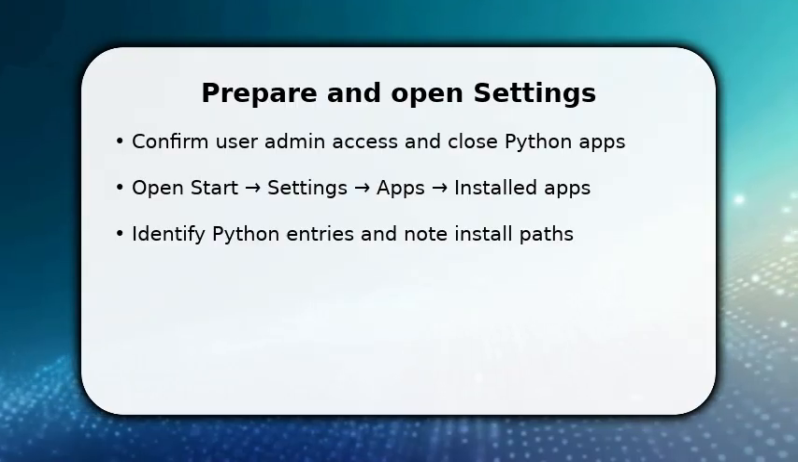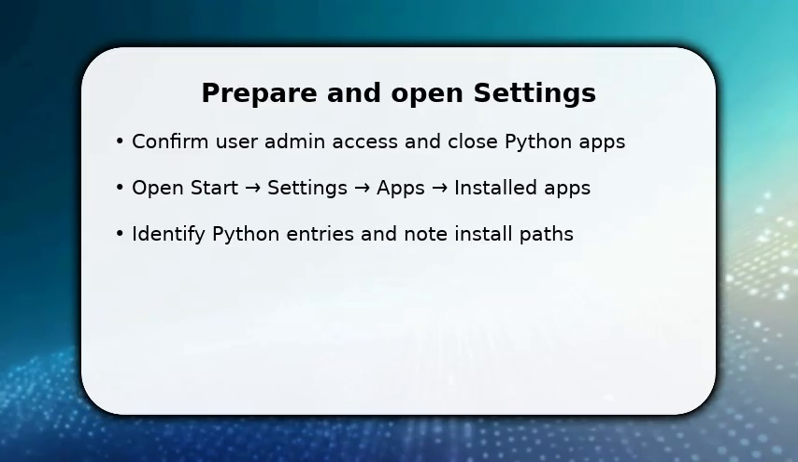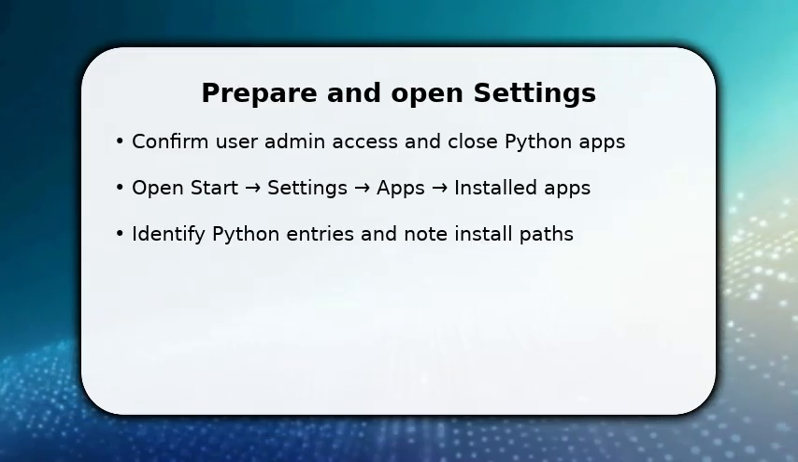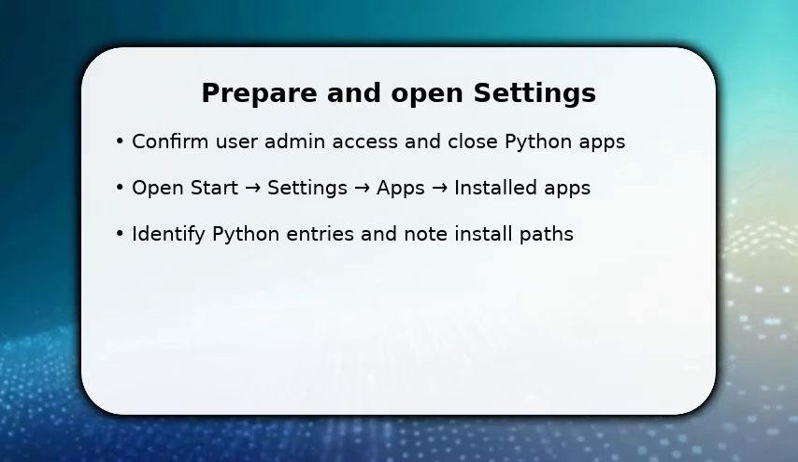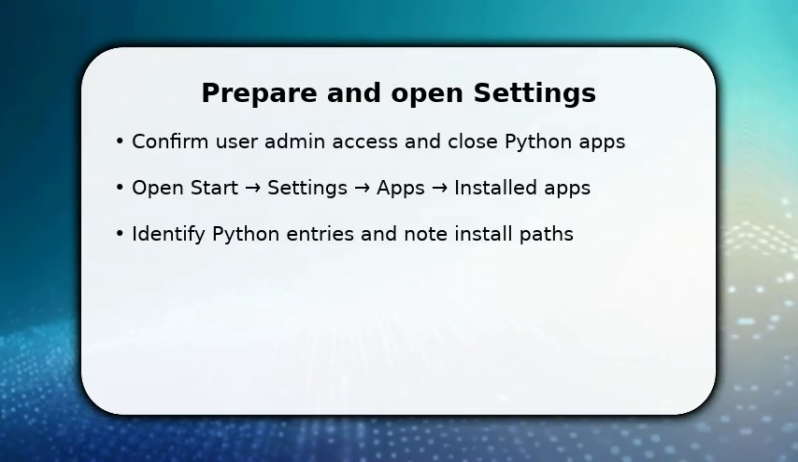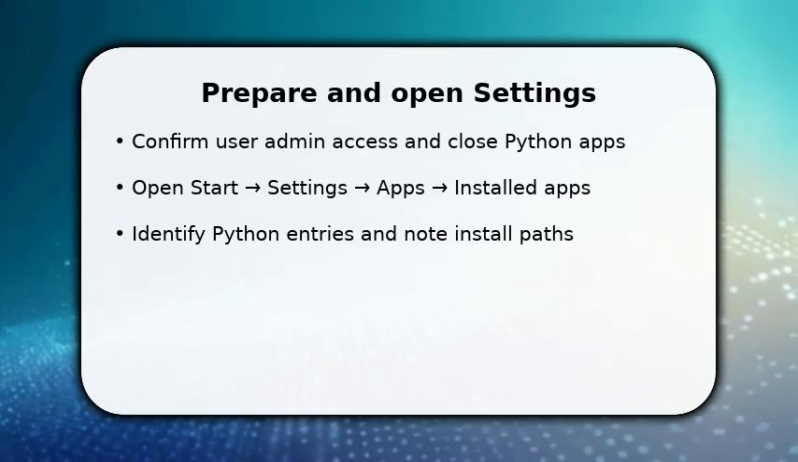You start by making sure you have administrator rights. Once done, close any running Python program so files aren't locked. Open Start, type Settings, then go to Apps and Installed Apps. This is where Windows lists each Python installation.